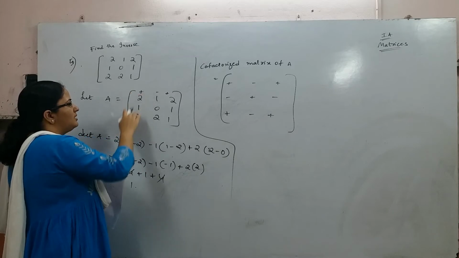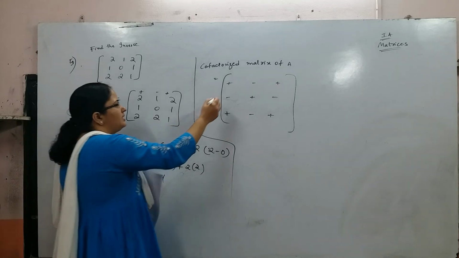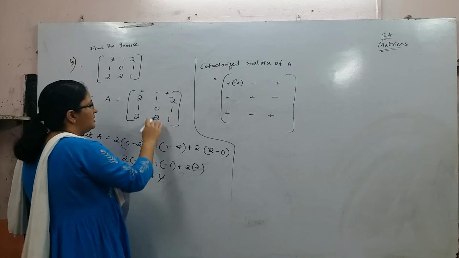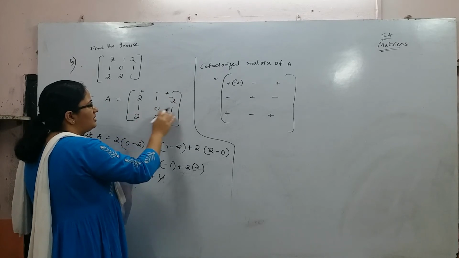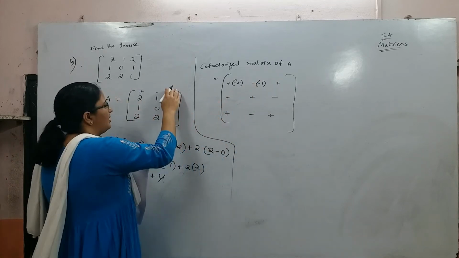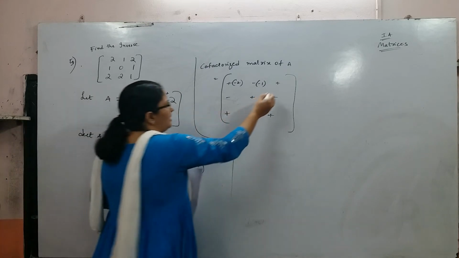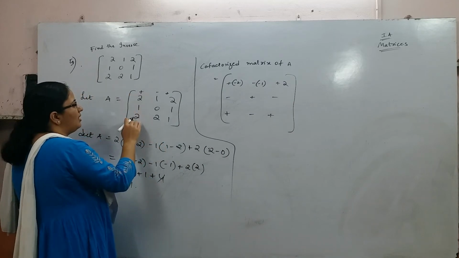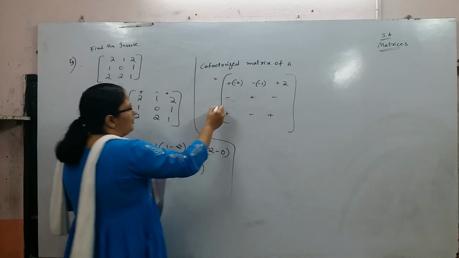For 2, close this column, close this row. 0 minus 2, that is minus 2. For 1, close this column, close this row. 1 into 1, 1 minus 2, minus 1. For this element, close this column, close this row. 2 minus 0, that is 2. For 1, close this column, close this row. 1 minus 4, minus 3.